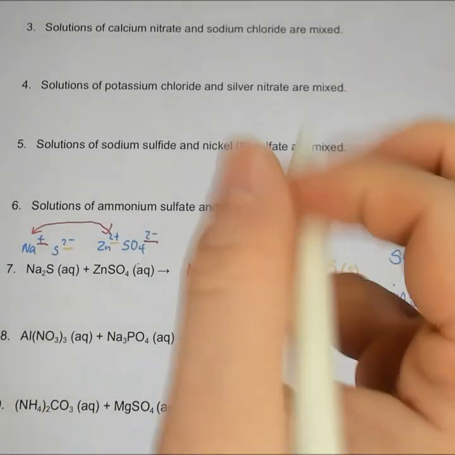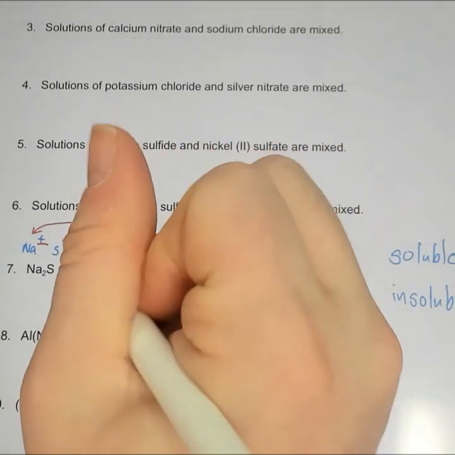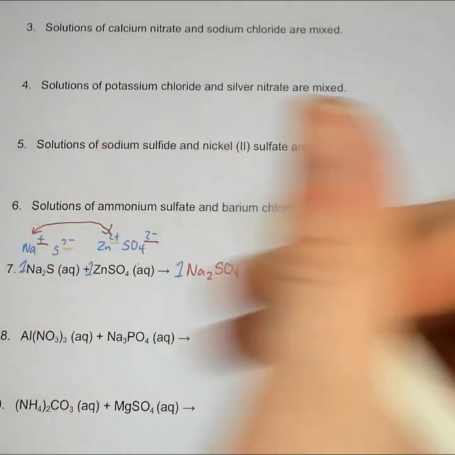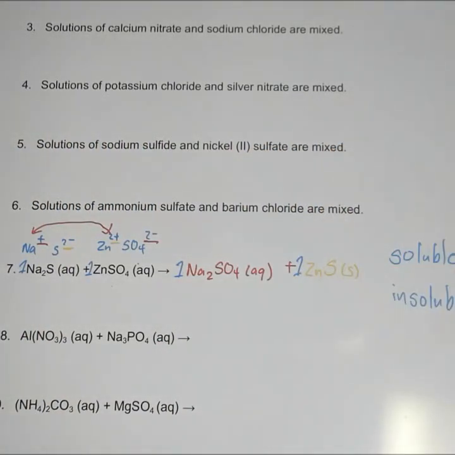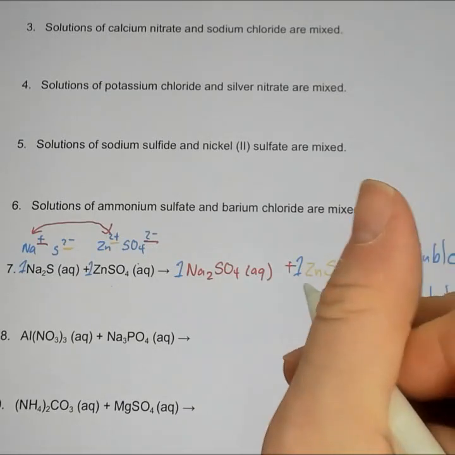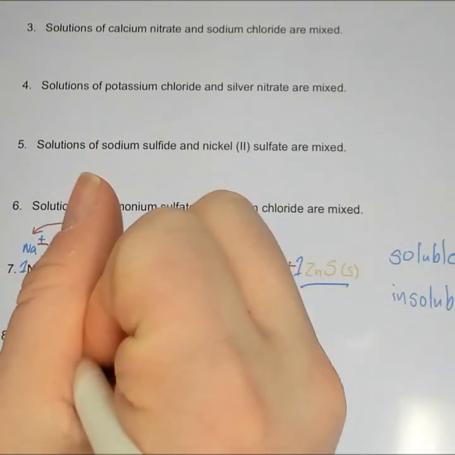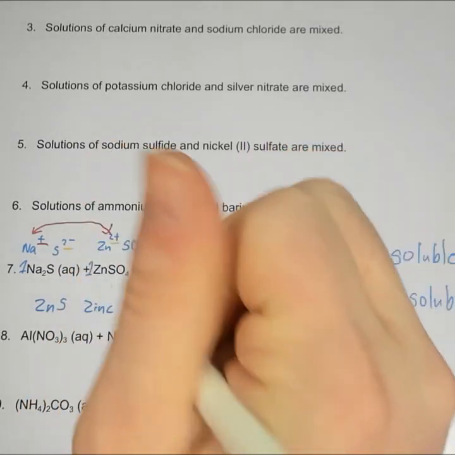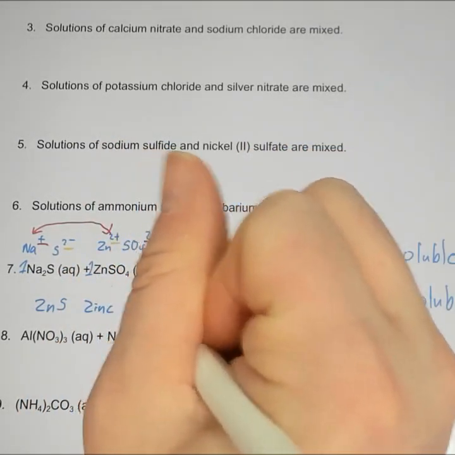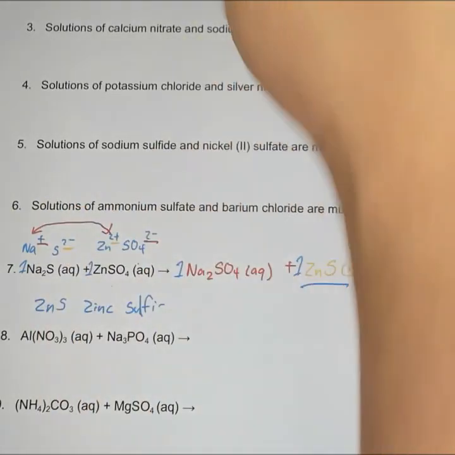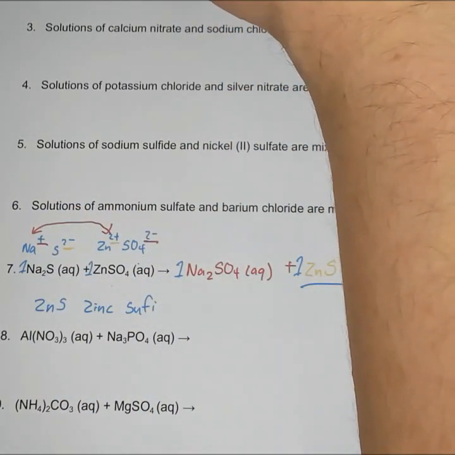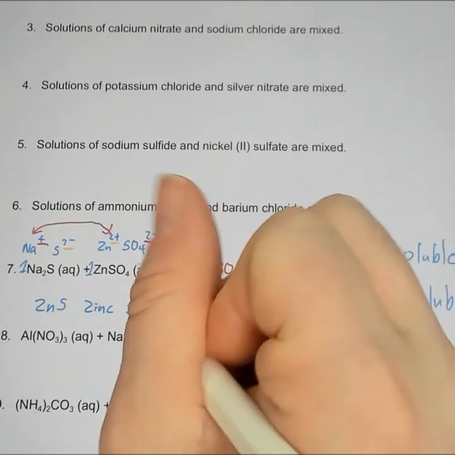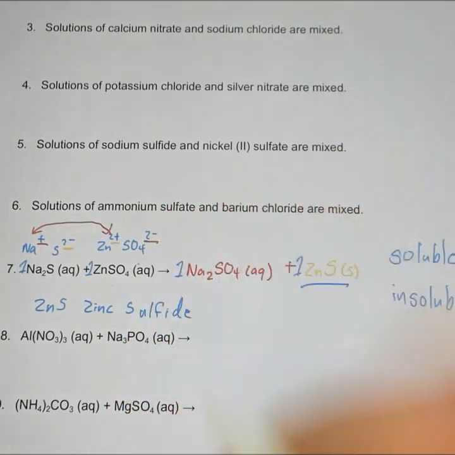So I have one of these. I think it's all 1, 1, 1 again. Really not doing a lot of balancing today. Yeah, that's all 1, 1, 1. Alright, and my precipitate was this one right here, so I'm going to write ZnS, and that is zinc sulfide. It's not H, it's I, because it's not a polyatomic.